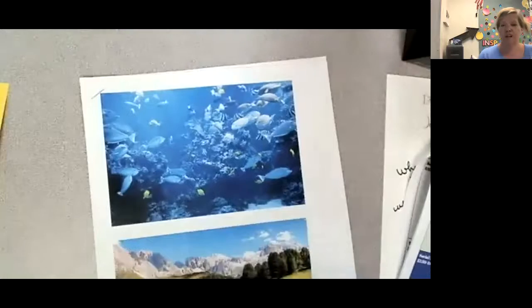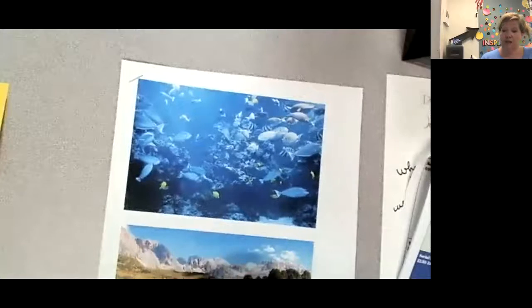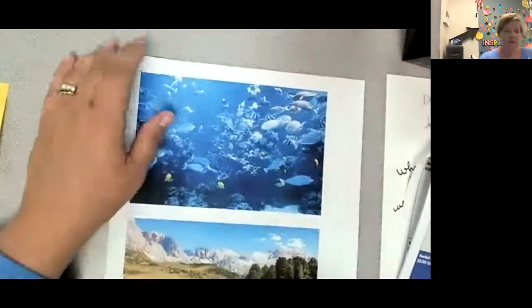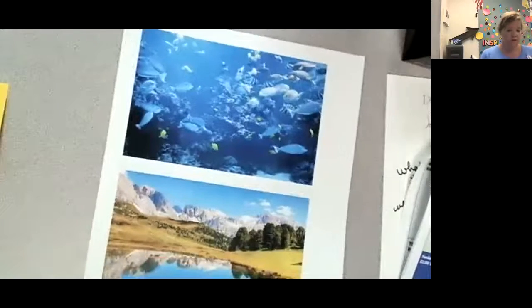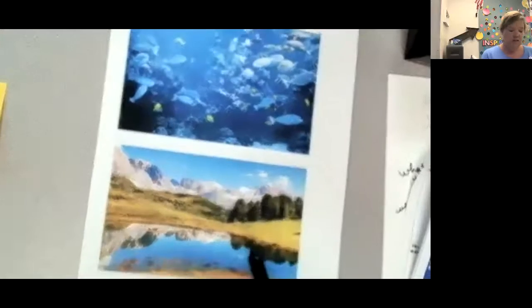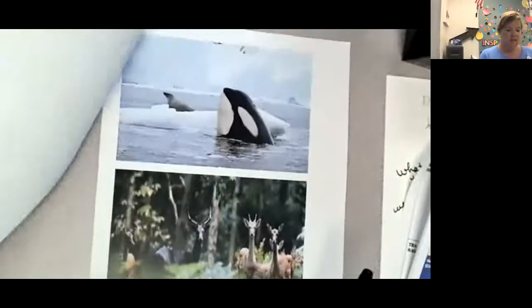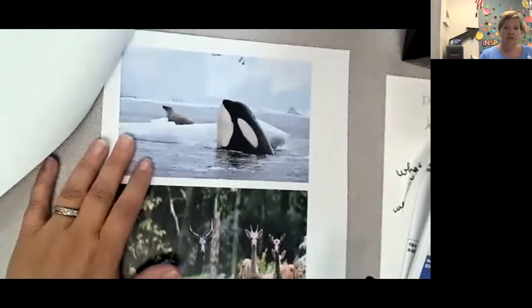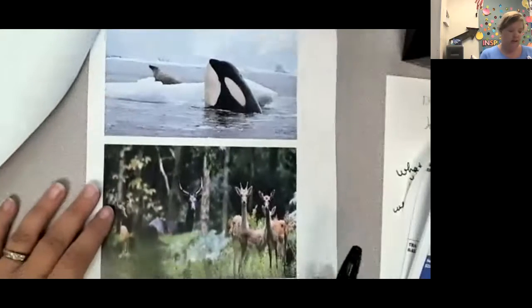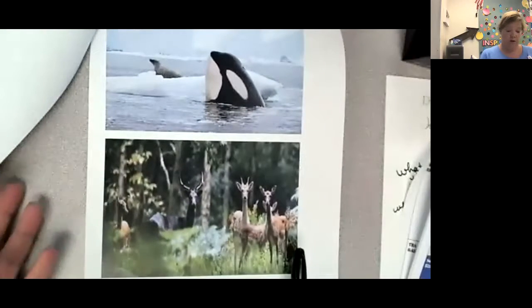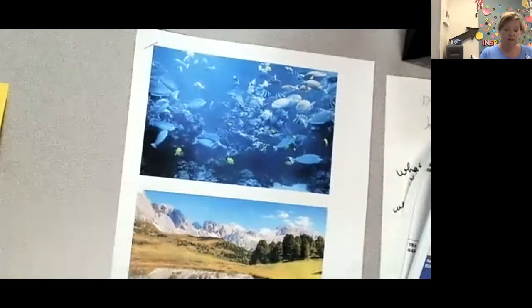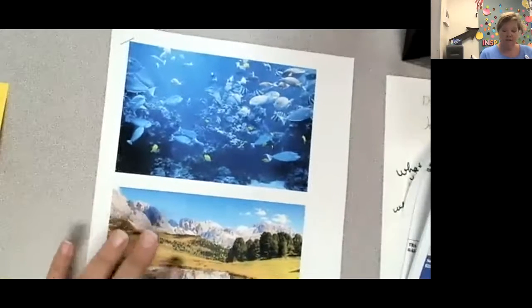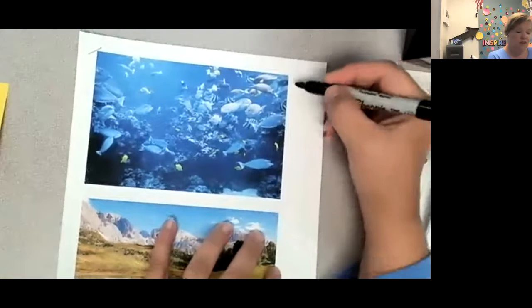So for today's science assignment, what you're going to do is in Google Classroom, there are 4 pictures. One is an ocean scene, one is kind of a mountain scene, another is the Arctic area, and then one is a forest scene. So you're going to see these pictures. I printed mine out.